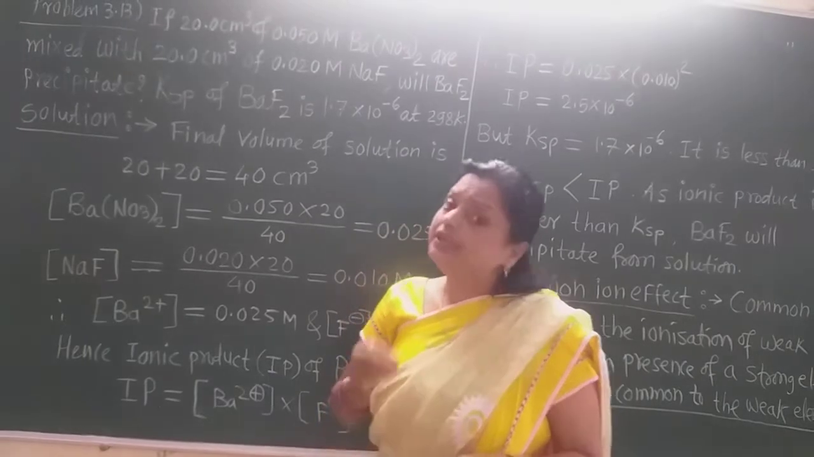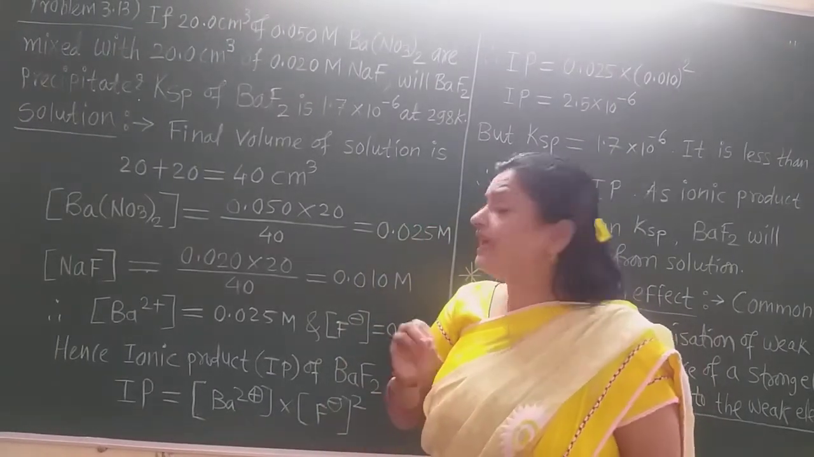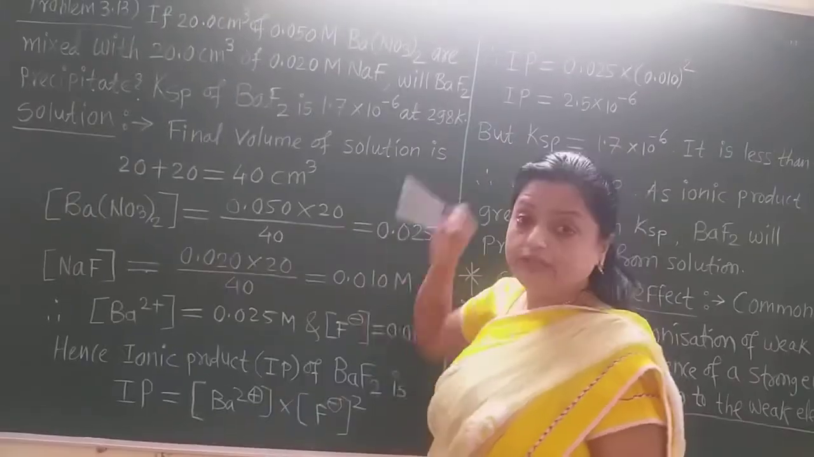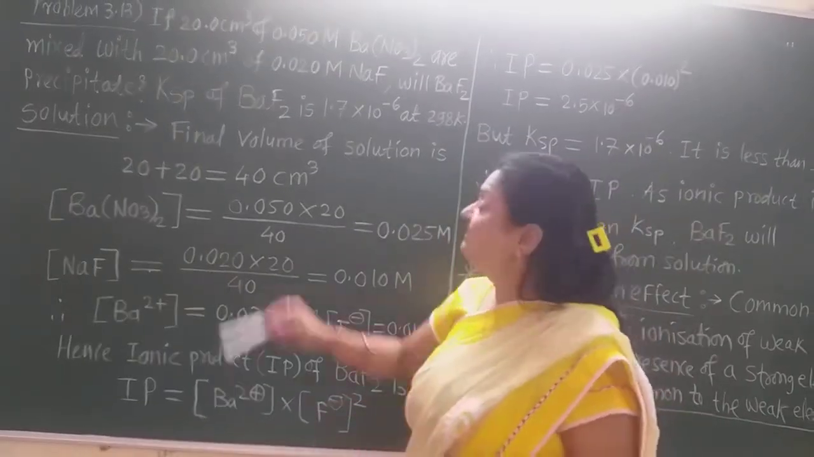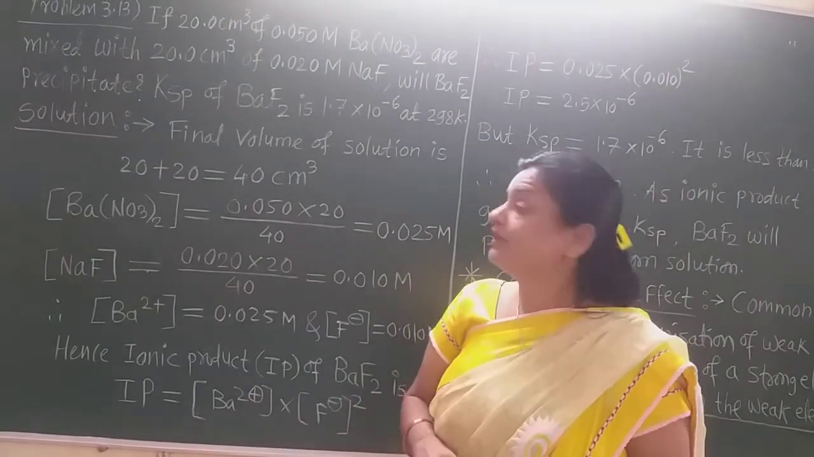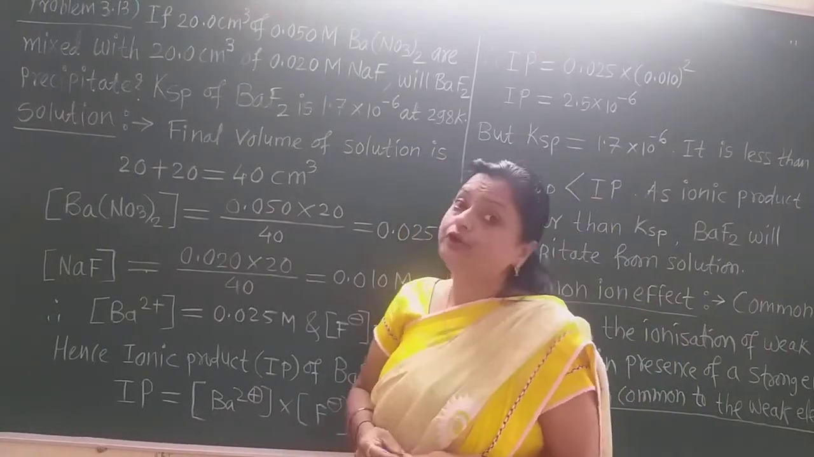That means here we have to show that if the ionic product of BaF2 is greater than the value of this solubility product, then there will be precipitation. Now how do we calculate the ionic product?